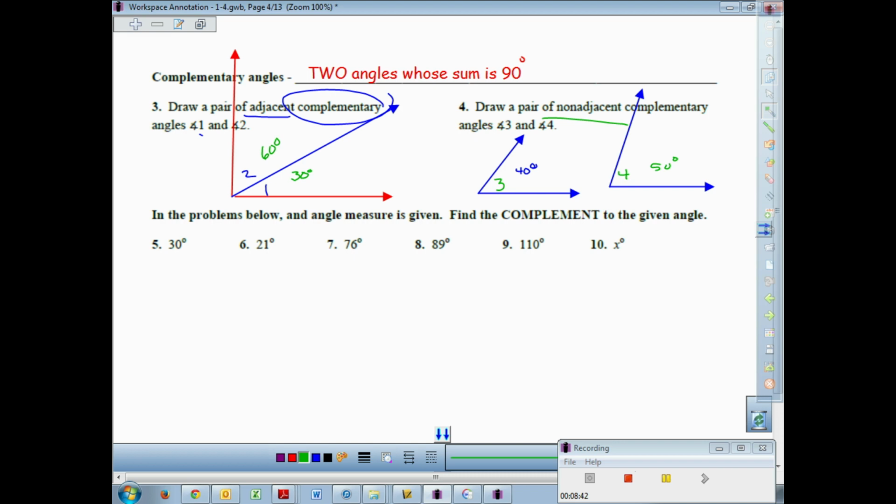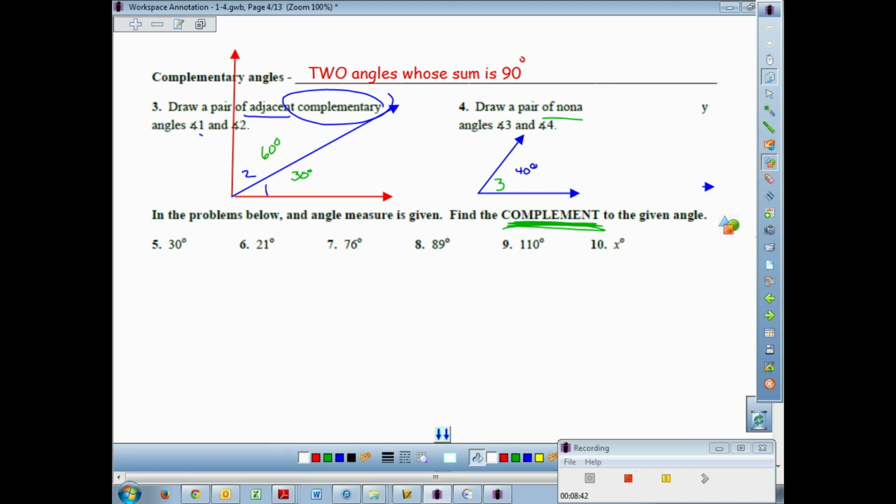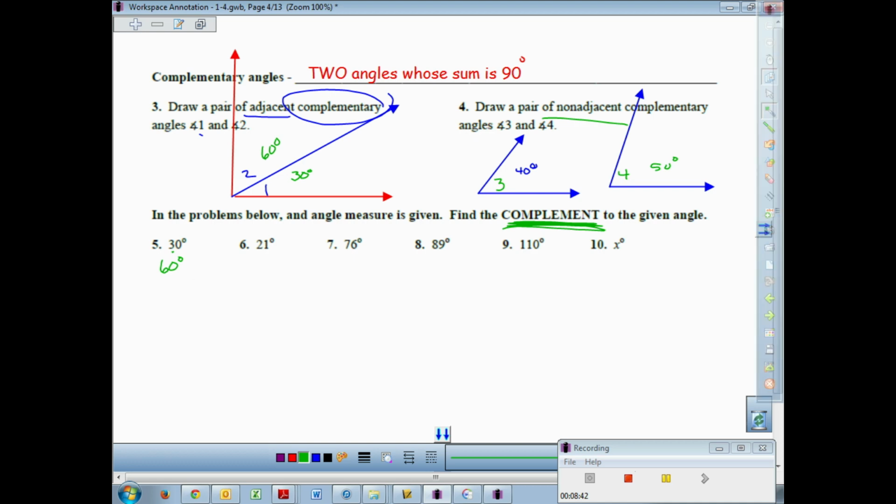So if we know what complementary means, the word complement is very similar to it. Just like what I was doing right here, if I cover this up for a second and I said, hey, we drew a 40-degree angle and we need another angle to be complementary, and this was 40, what was the other one? 50. That's called its complement, the other angle that makes it add up to 90. So in the problems below, an angle measure is given. Find its complement. If they give me a 30-degree angle, what's the complement going to be? This is what you would still need to make it add up to 90, right? That's the complement to that.